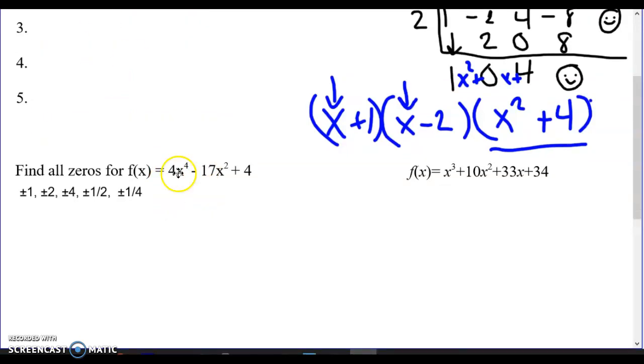I know because of my leading coefficient and my constant that my possible zeros are plus or minus 1, plus or minus 2, plus or minus 4, plus or minus 1/2, and plus or minus 1/4. So now go in and graph that. I could go in and check 1 and -1 by myself, but I'm kind of running out of time in my video, so you do that and then graph it and come back to me and see what you see.